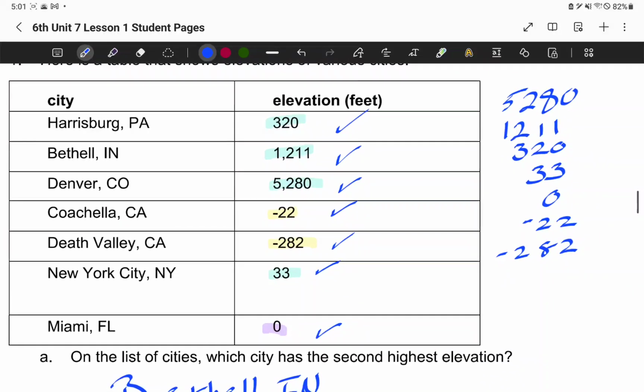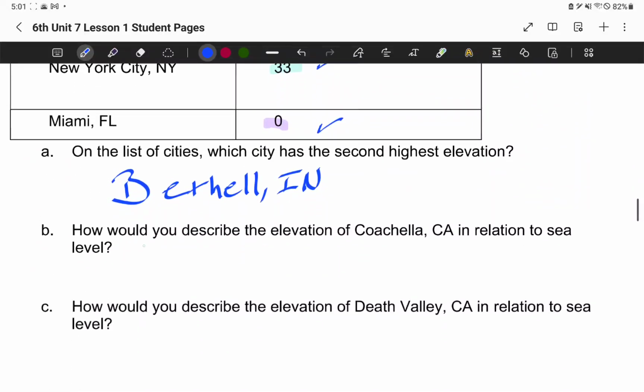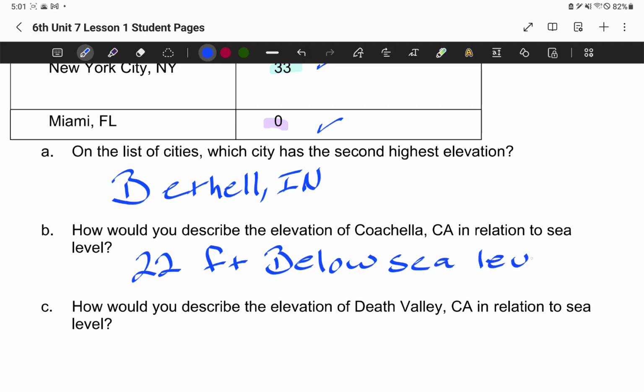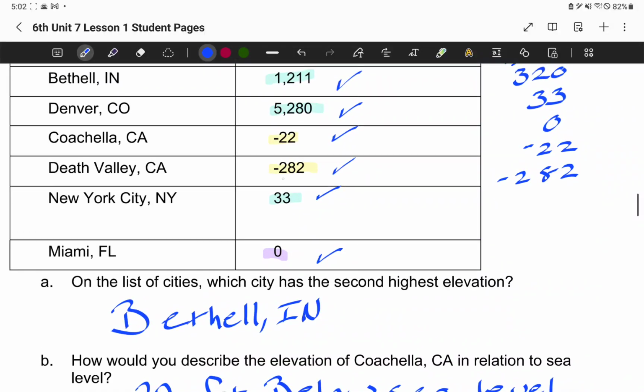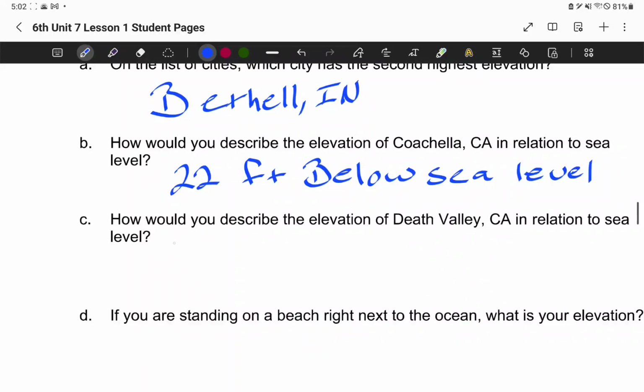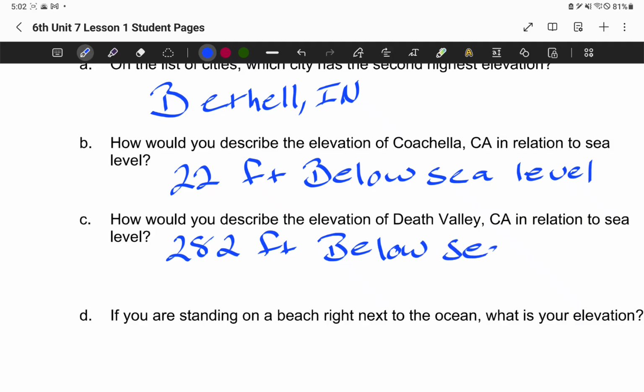Well, positive would indicate that it's above, and so negative would say it's below. And so it's 22 feet below sea level. And then how would you describe the elevation of Death Valley, California? Again, it's another negative number, so it would be 282 feet below sea level.